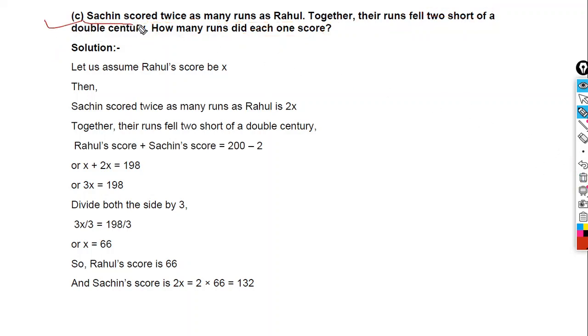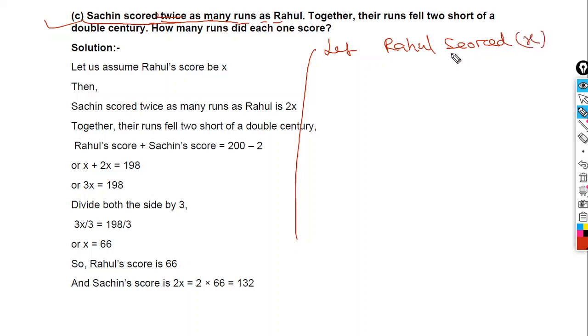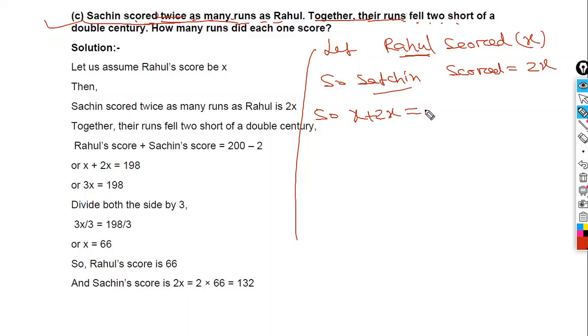Read it again. Sachin scored, we don't know how much, but he has scored twice as many as Rahul. So let Rahul scored x runs. Sachin scored 2x, 2 times of x. Together their runs fell 2 short of a double century. Together means Rahul plus Sachin, so x plus 2x is equal to 2 short of a double century.